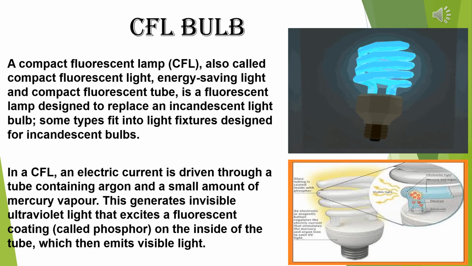In a CFL, an electric current is driven through a tube containing argon and a small amount of mercury vapor. This generates invisible ultraviolet light that excites a fluorescent coating called phosphor on the inside of the tube, which then emits visible light. So this is the mechanism of the CFL bulb. See the mechanism diagram. Argon is there that actually helps to produce this, and so the CFL bulb glows.